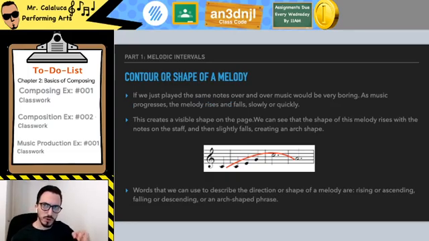So as we start moving, our melody takes shape, okay? Now, like I was saying before, if we played the same note over and over again, the music wouldn't be as good. It wouldn't really create a melody so much, okay? But as we start going, our music is going to start taking shape, and that is called the contour, okay? It's the shape of the melody. Now, the words that we can use to describe the direction or shape of the melody are rising, ascending, falling or descending, or arch shape, and there's actually a good amount more that we can describe, okay?